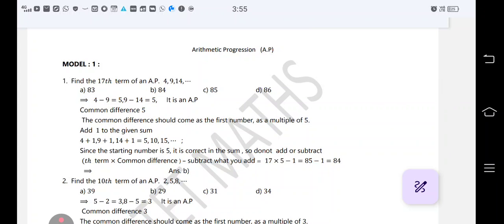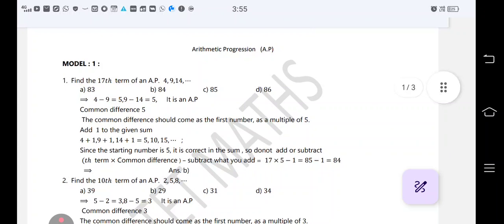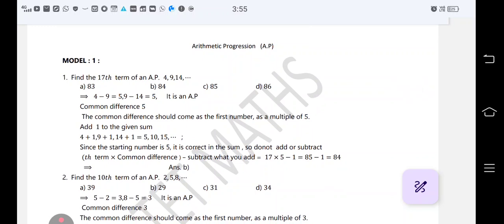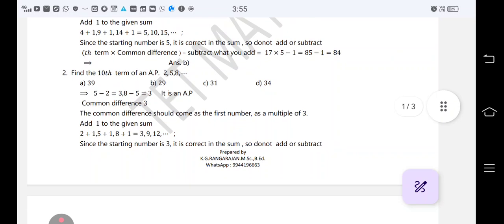Now we have to correct. So we don't add or subtract anything. How can we use that? The nth term multiplied by the common difference, minus what you have added. Here the nth term is 17. Therefore, 17 into common difference 5, minus 1. 17 5s are 85, minus 1 equals 84. The answer is B.